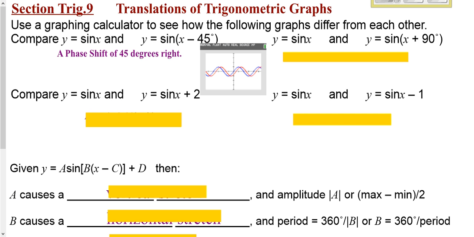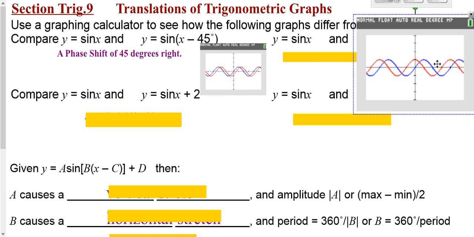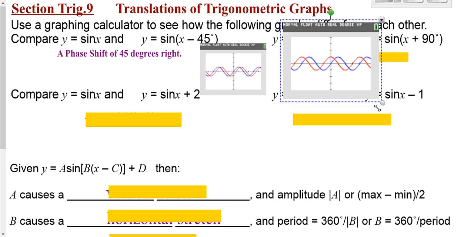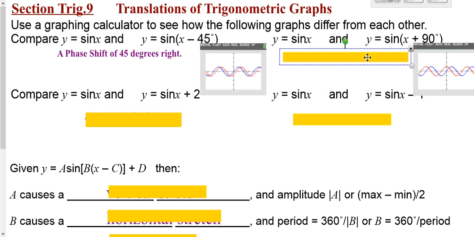Sorry about that. Sometimes technology is nice when it pops things up for you to remind you, and other times it's a pain. So when we looked at this graph, you saw that we were being shifted over 90 degrees to the left. So that would be a phase shift of 90 degrees to the left.